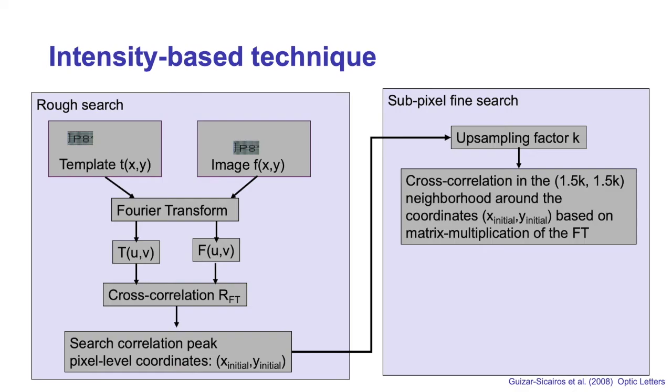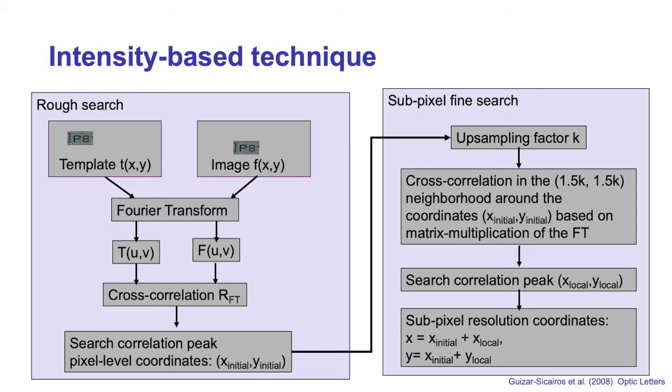This is usually not done by zero padding, but instead by matrix manipulation. This is because zero padding can lead to substantial computational costs. Once the new peak is identified with coordinates x local and y local, the final subpixel resolution coordinates can be computed.